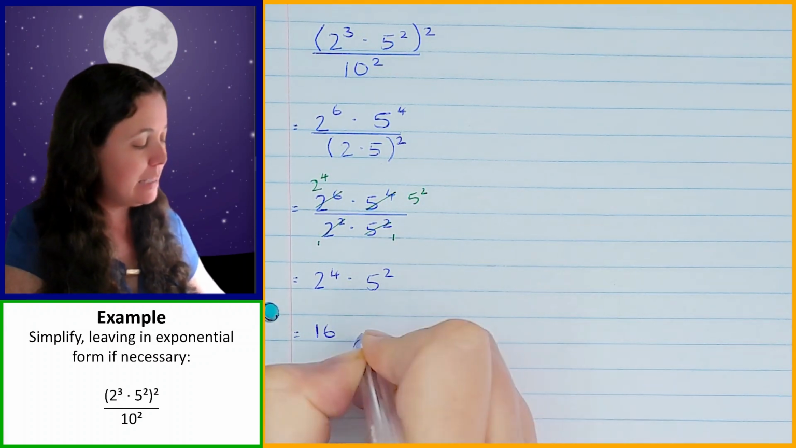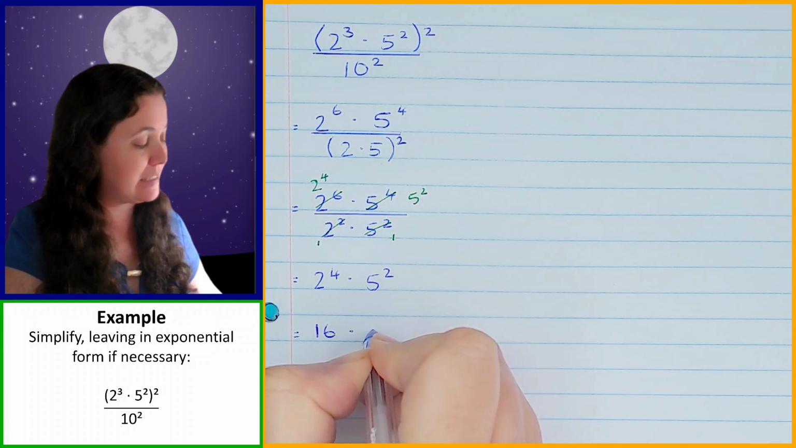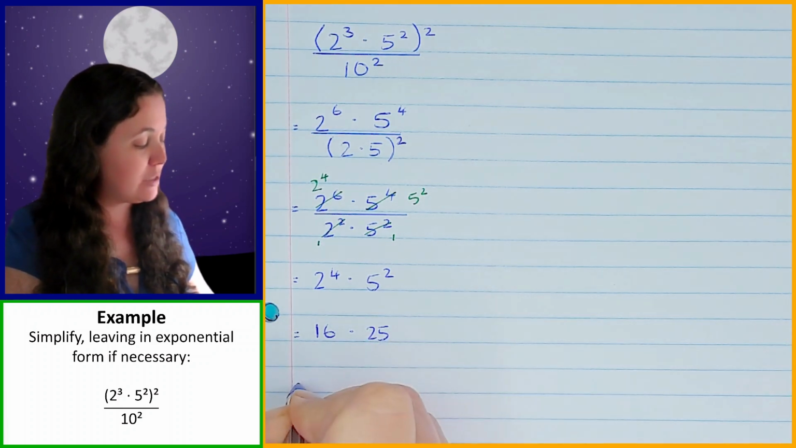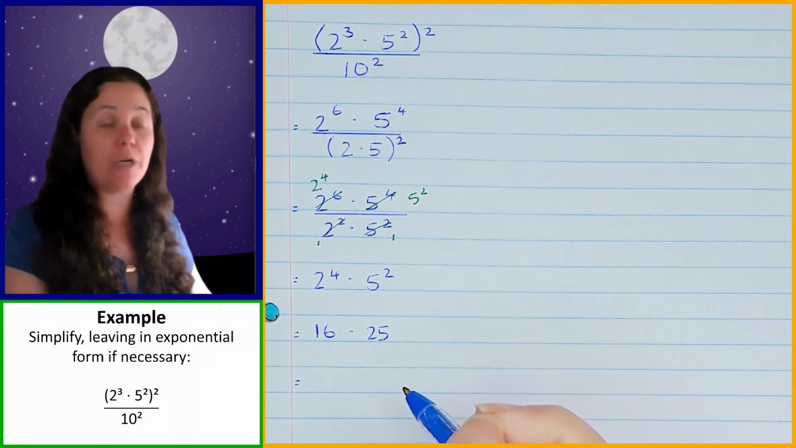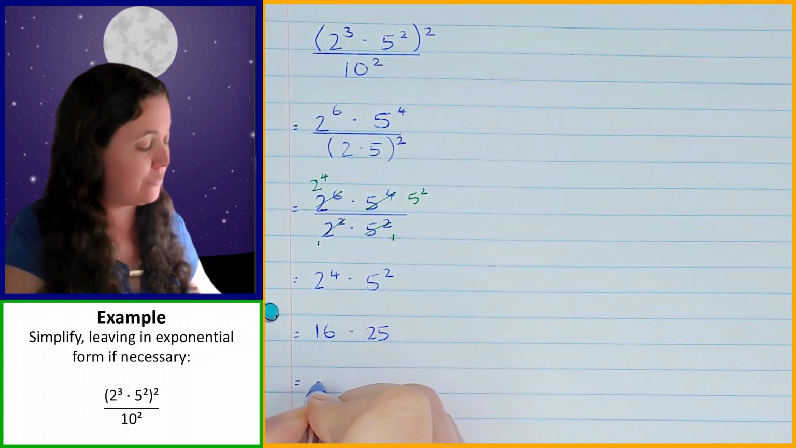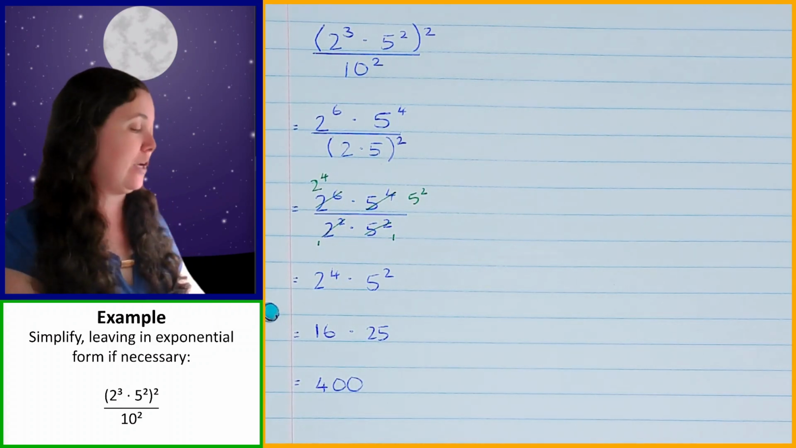Okay? And 5 to the power of 2 is also reasonable. You should know that 5 squared is the same as 25. So now we've got 16 times 25. Okay, so now this you need to be able to work out. So we're going to work this out, and that should give you 400. So the answer for that question is 400.